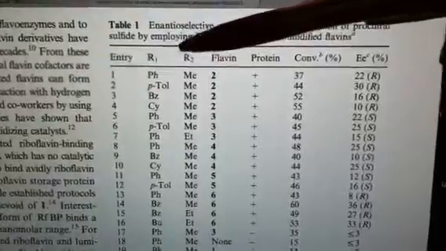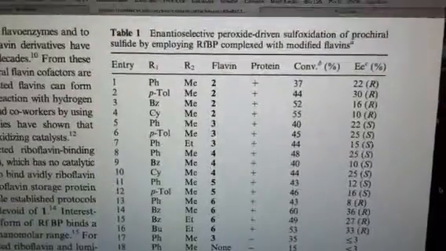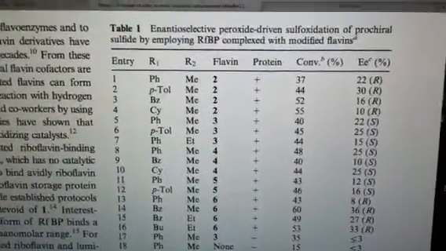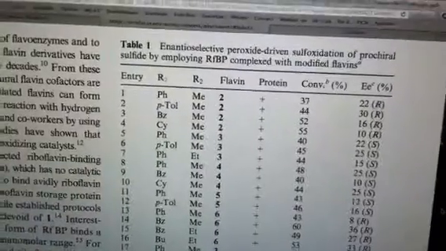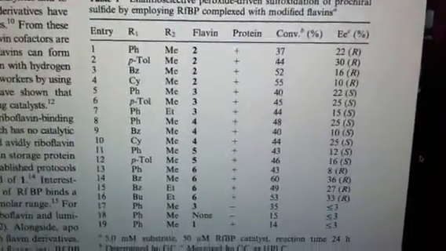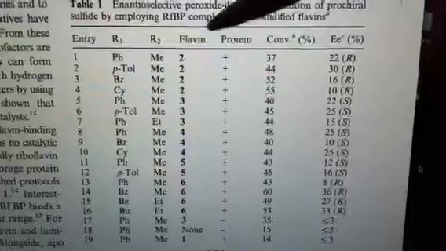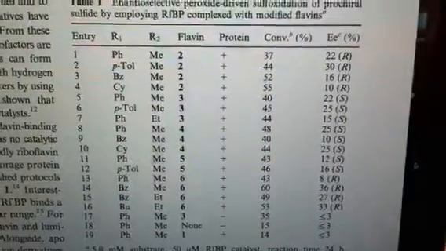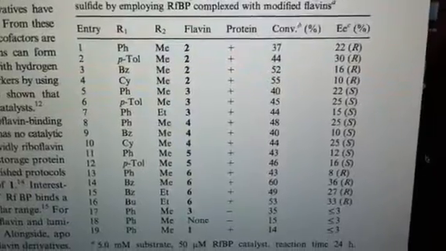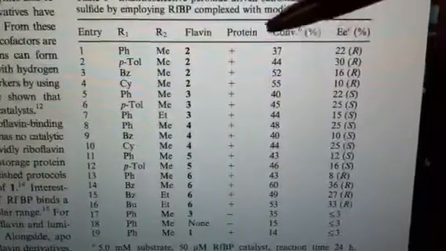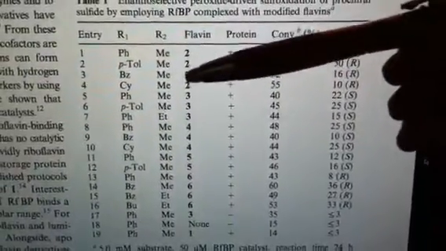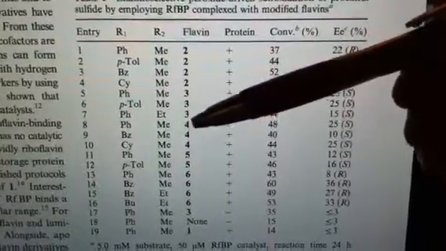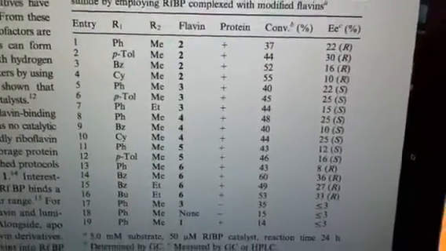This R1 and R2, these R groups, represent the different side chains on the sulfides that were used as substrates for the flavin. And then in this flavin column, the different numbers represent different flavins used, so they had different shapes of flavins that they created, so 2s are one shape, the 3s are one shape, 4s are a different shape, etc.